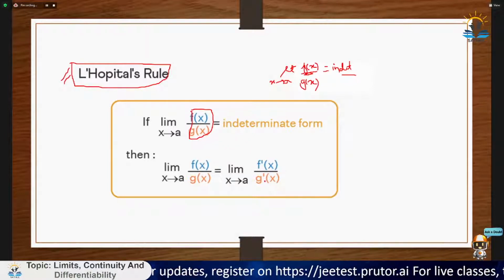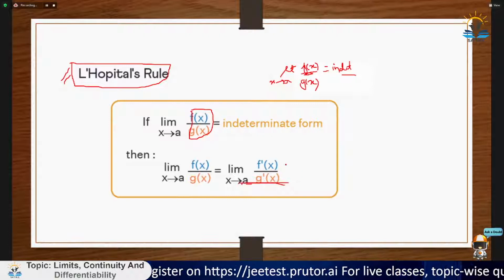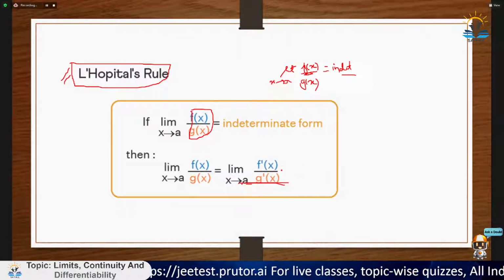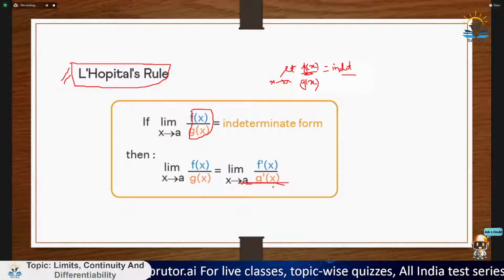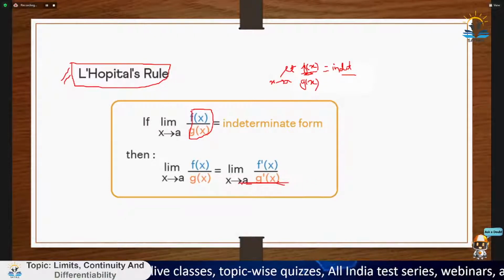That is f dash x upon g dash x. So this is again a very important property. And from here, if you are doing this and you are again getting an indeterminate form, then you can again differentiate it. And you can write it equal to limit of x tending to a f double dash x upon g double dash x is equal to f triple dash x upon g triple dash x. So you can go on in this form only.